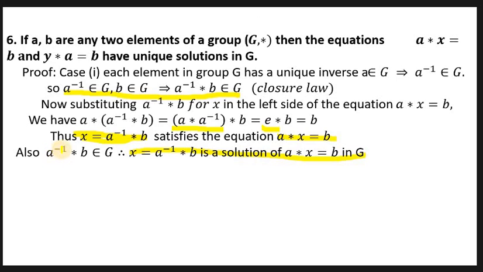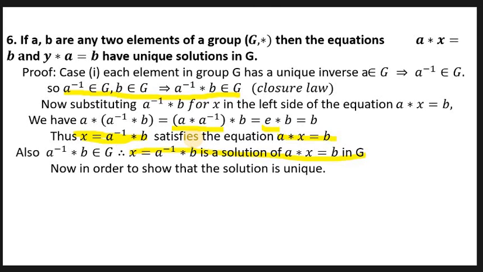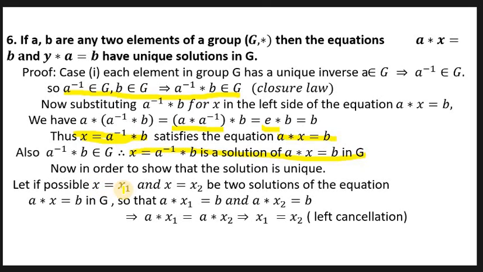Since A inverse star B belongs to G, in the above equation we proved x is equal to A inverse star B satisfies the equation A star x is equal to B, and also this element A inverse star B belongs to G. Therefore, x is equal to A inverse star B is a solution of A star x is equal to B in G. In order to show that this solution is unique, consider, if possible, x is equal to x1 and x is equal to x2.